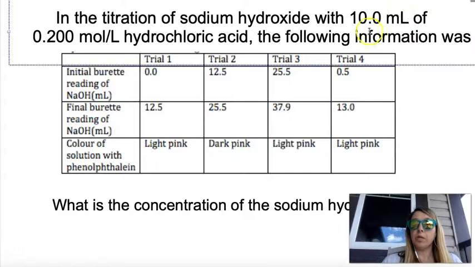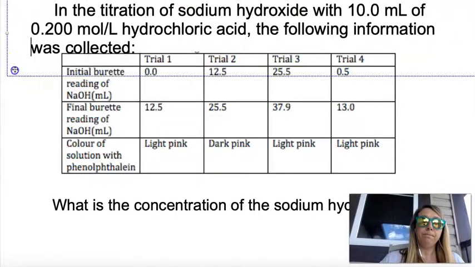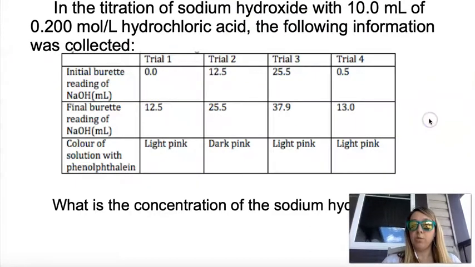Yeah, hydrochloric acid, the following information was collected. Okay, so we have our trial 1, trial 2, trial 3, trial 4. Whenever you have multiple trials, you're almost always going to find that one of those trials needs to be omitted. So how you decide which one to get rid of.